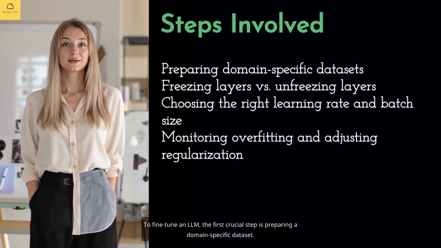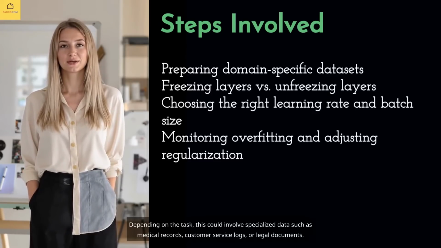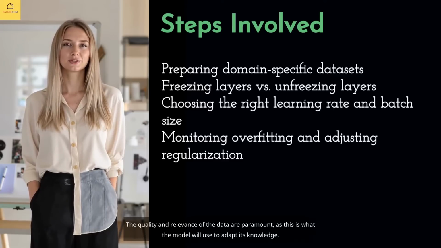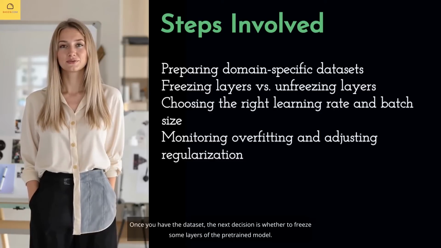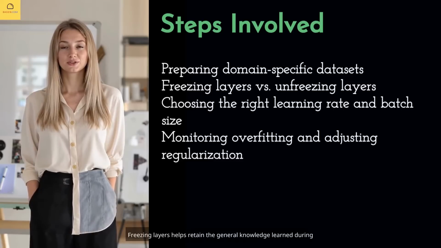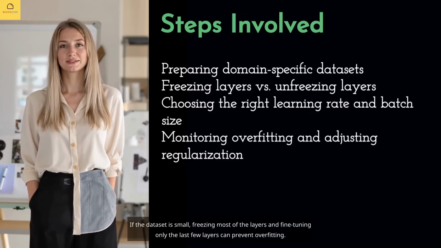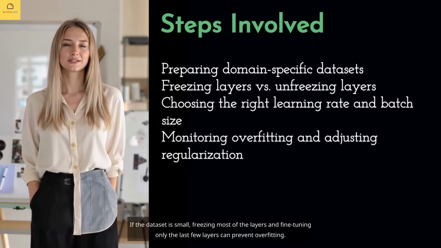To fine-tune an LLM, the first crucial step is preparing a domain-specific dataset. Depending on the task, this could involve specialized data such as medical records, customer service logs, or legal documents. The quality and relevance of the data are paramount, as this is what the model will use to adapt its knowledge. Once you have the dataset, the next decision is whether to freeze some layers of the pre-trained model. Freezing layers helps retain the general knowledge learned during pre-training while focusing the learning on specific task-related features. If the dataset is small, freezing most of the layers and fine-tuning only the last few layers can prevent overfitting.